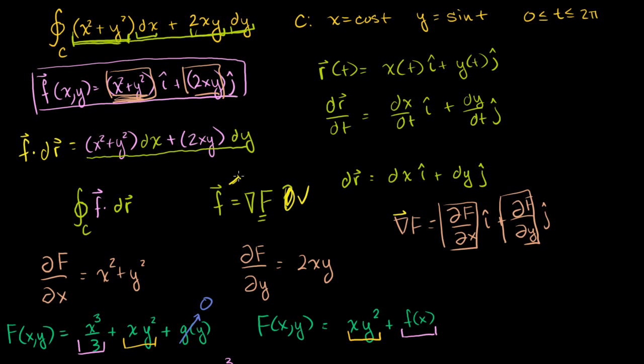So f is conservative, and that tells us that this closed loop line integral of f is going to be equal to 0. And we are done. We could even ignore the actual parameterization of the path.